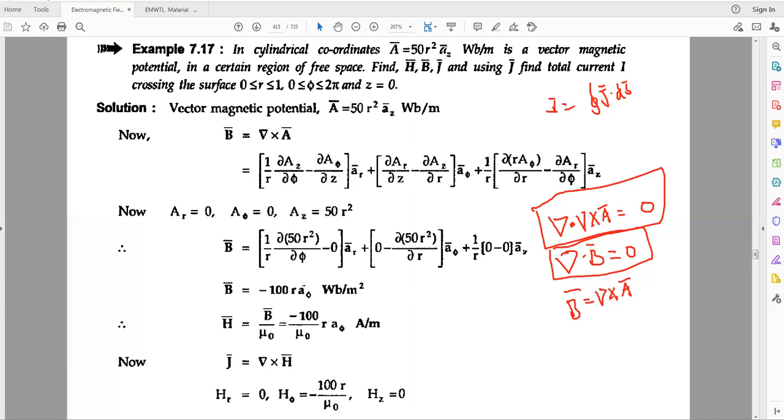Only the AZ coefficient is given, so both the AR and Aφ coefficients are 0. The last term gets cancelled because AR and Aφ are 0 here, and this function is also 0. Only the two terms will remain, 1 by R into ∂/∂Z.